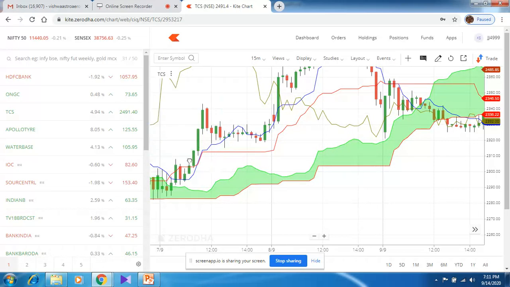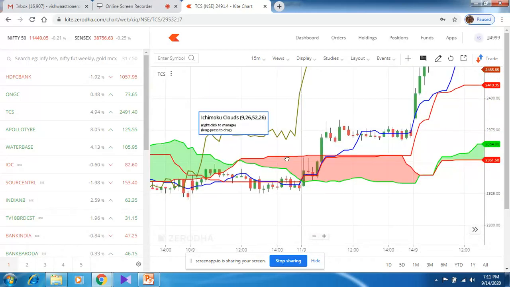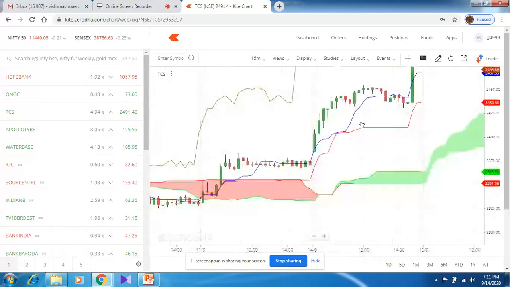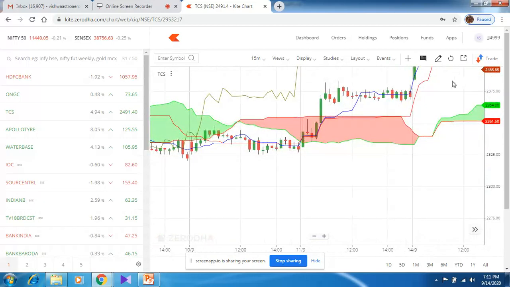This intersection is already happening, but double confirmation is that there has to be a green cloud below. Now similarly, while selling also, if you can observe over here, if we try to go ahead, so these are some sideways movements where there is no confirmation whether it will go up or down.